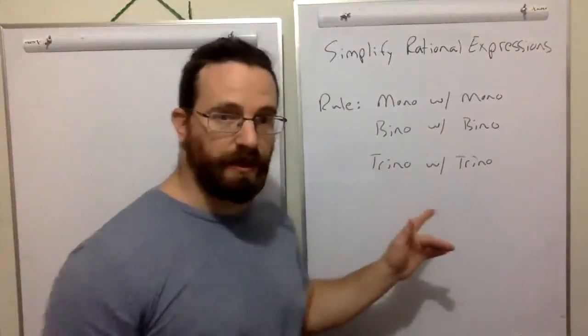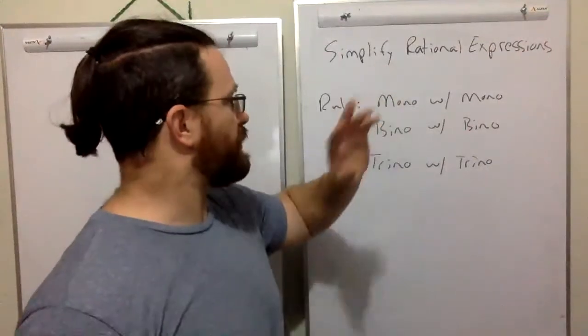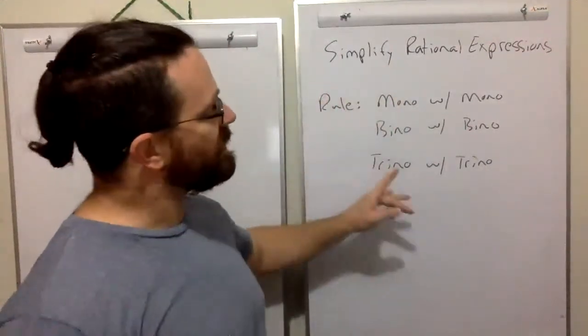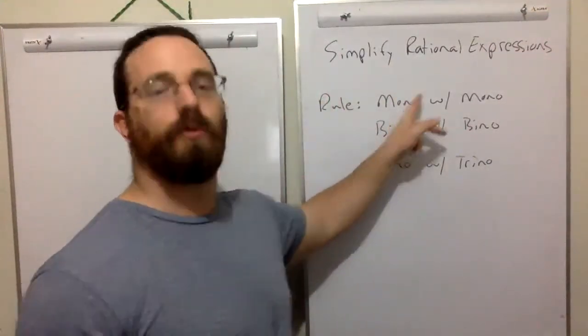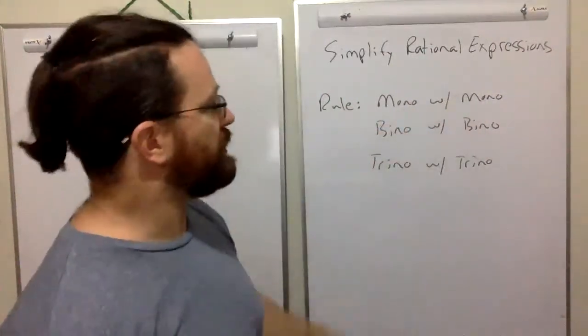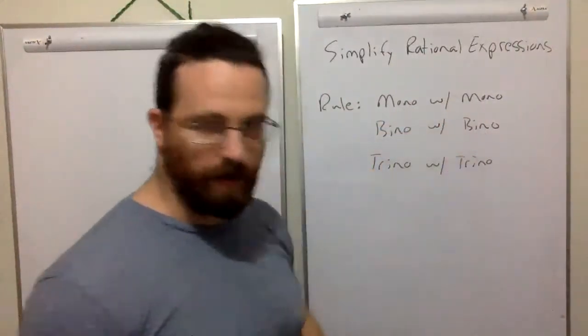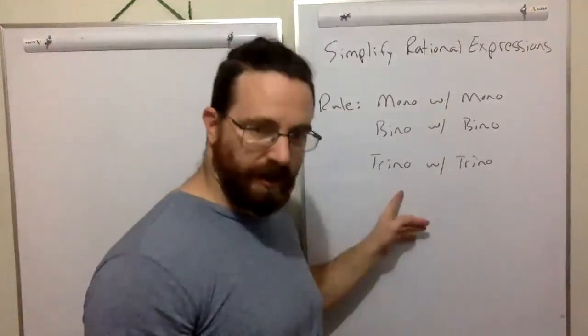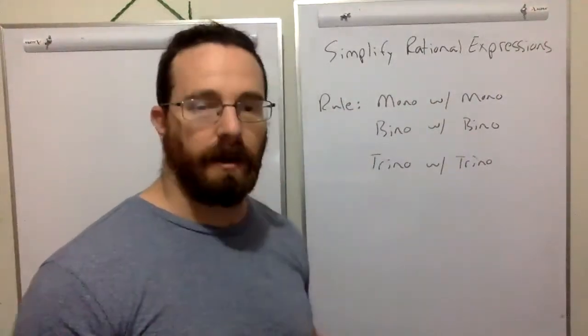So, rules you want to remember. Whenever we're simplifying rational expressions, you can only simplify a monomial with another monomial. You can only simplify a binomial with another binomial. And you can only simplify a trinomial with another trinomial. All right.